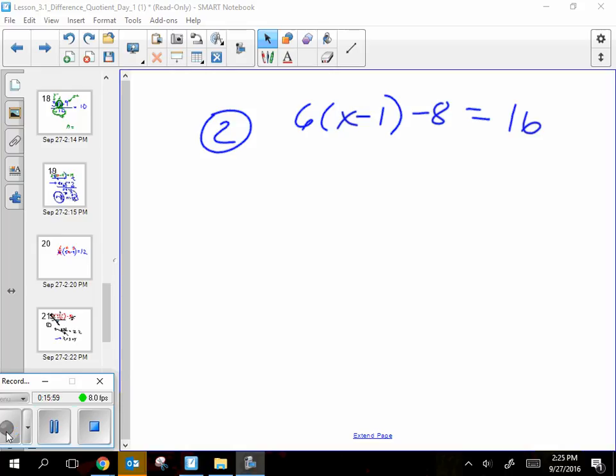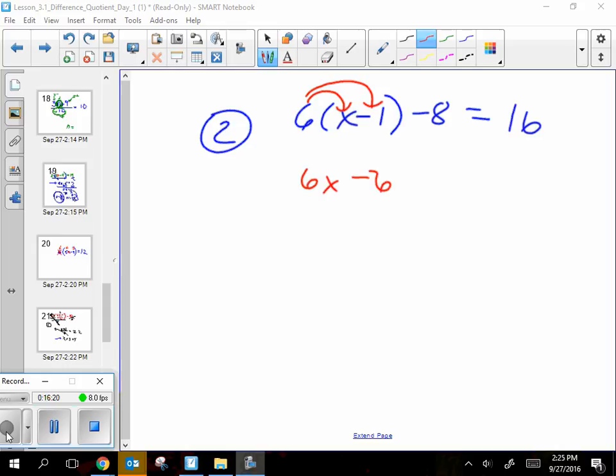What do you think? Don't times 6. Yeah, I got it. Yes, sir. You absolutely can, and I like that, and we're going to do that. You are right. Nice job. You multiply and distribute. That's the right word for it. 6x, and then minus 6, and then minus 8 equals 16. Very nice. I like it.